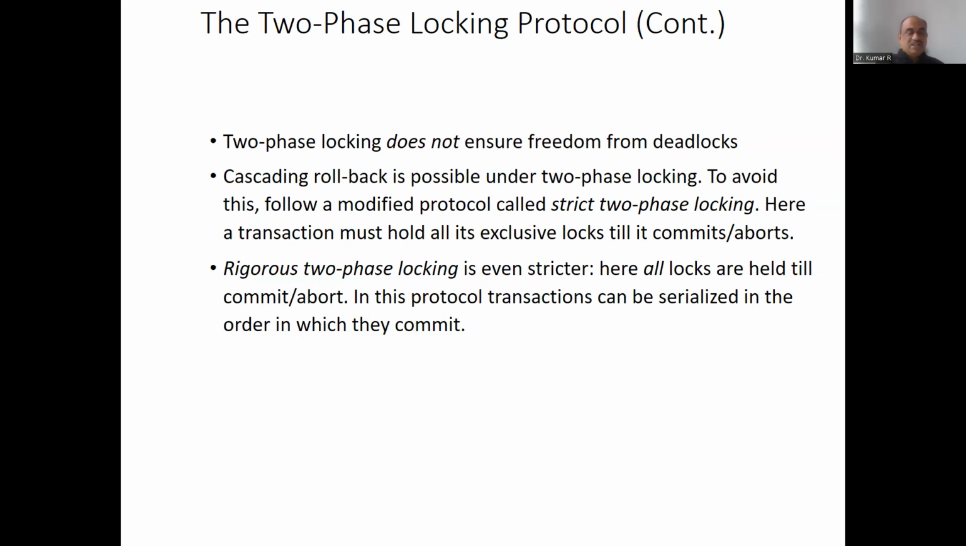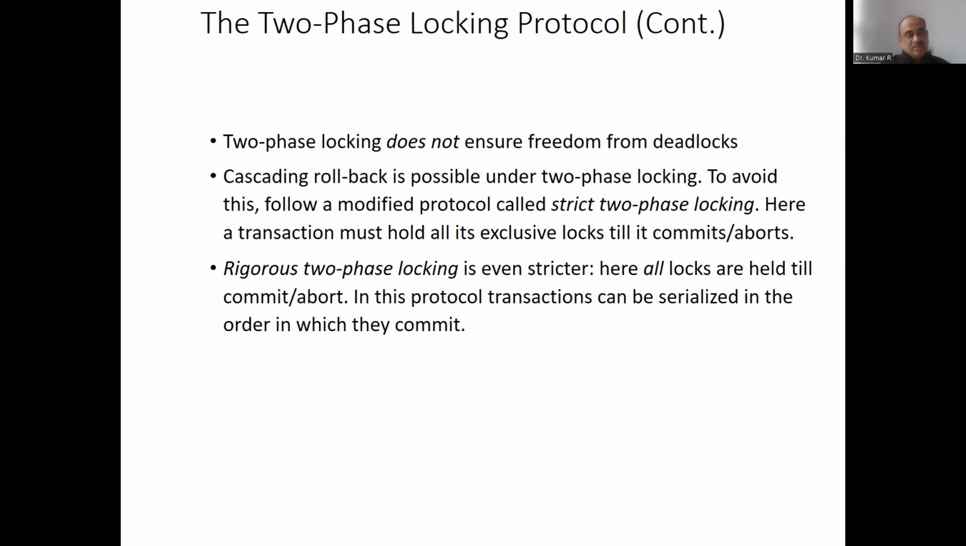Here the transaction must hold all its exclusive locks until it commits or aborts. So whether you are using the lock or not, you are going to hold the locks until the transaction completes and comes out of the process. That is called strict two-phase locking. For a stricter protocol, we go for the rigorous two-phase locking protocol, where both shared locks and exclusive locks are held until commit or abort. In this protocol, transactions can be serialized in the order in which they commit.